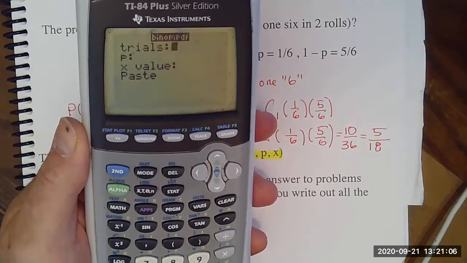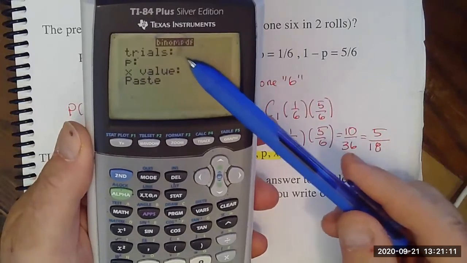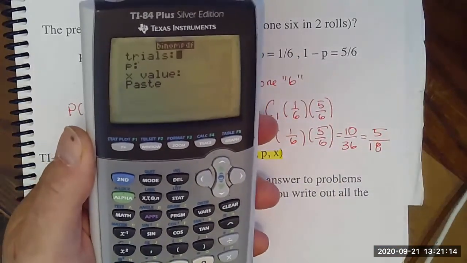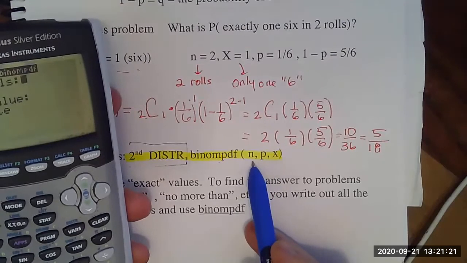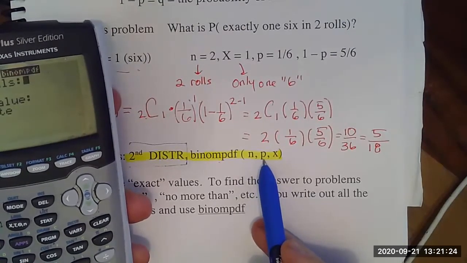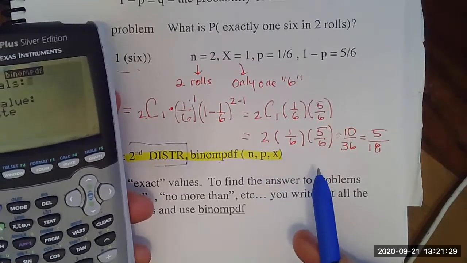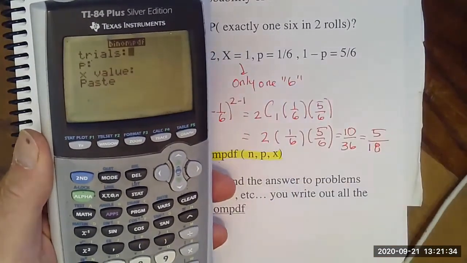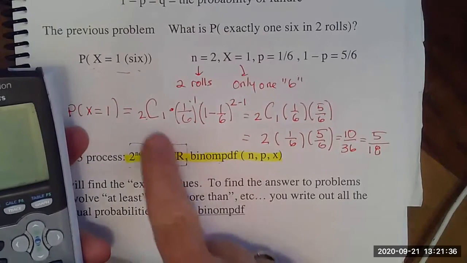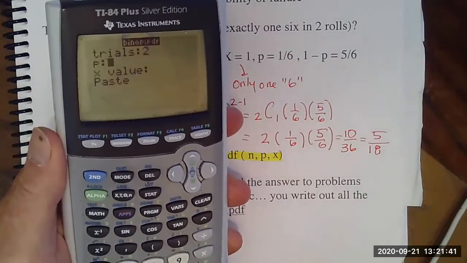I do. Okay, so yours, Dasha, will have, instead of a listing here, a binompdf and a parenthesis. So then what you're going to do is put in the n, put a comma, p, put a comma, x, and hit enter, and then wait, and we'll compare my answers. The rest of you, trials is n, so my n turns out to be 2. Toggle down. Your p-value is 1 out of 6.